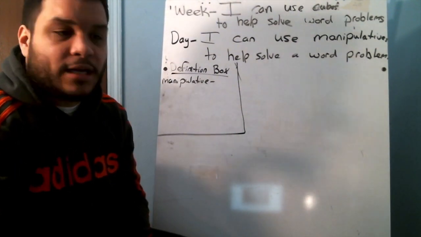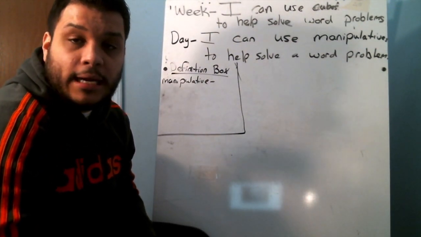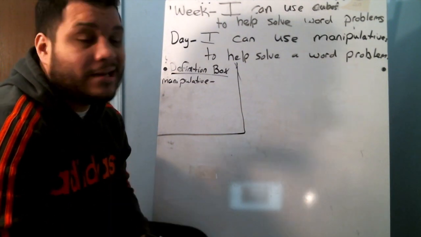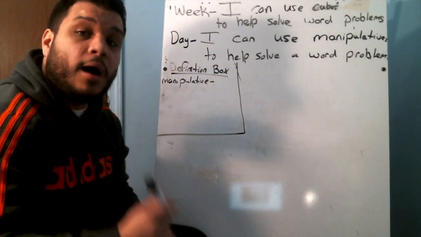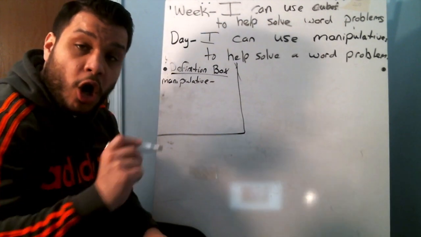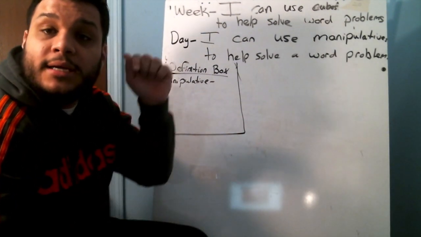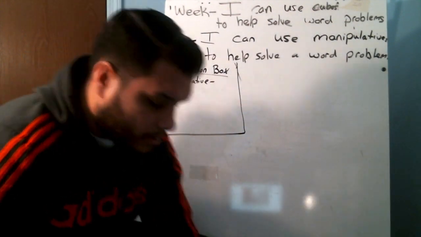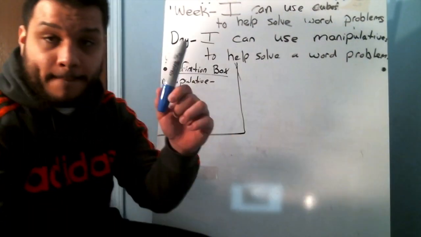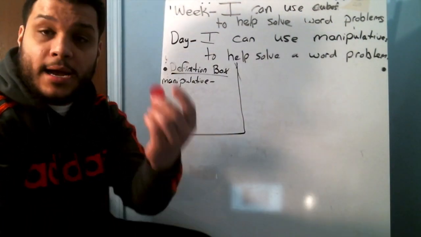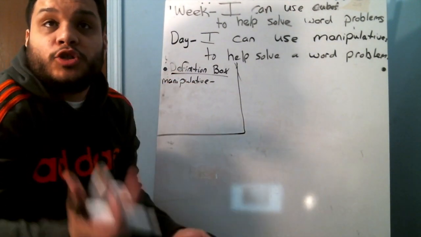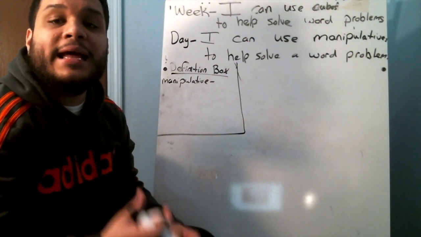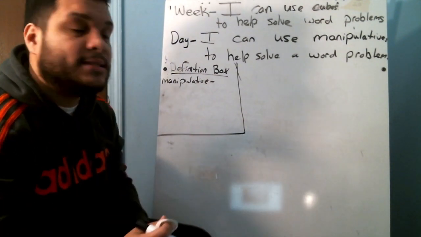That word seems kind of long, seems kind of hard. But a manipulative is just something that represents a number. So yesterday, a picture was a drawing that represented a number. Today, a manipulative is something that represents a number. So it can be a marker, it can be a counter, it can be a toothpick, it can be a gummy worm, it can be a jelly bean. It is something that represents a number.